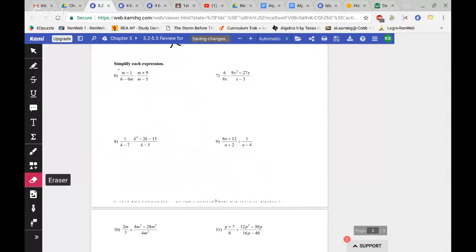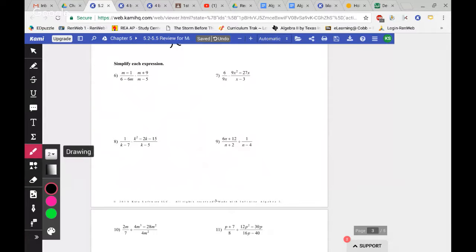Is anybody writing anything down? Yes, someone. Yeah, we have 9x times x minus 3. Good job, guys. Okay, so the top was factored as 9x times x minus 3.